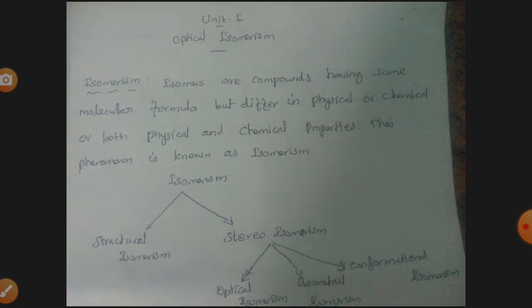Structural isomerism we studied in the earlier classes, that is chain isomerism, position isomerism, linkage isomerism, that are all structural isomerism. So we are not including them in this unit. Stereoisomerism is again classified into three types, that is optical isomerism, geometrical isomerism, conformational isomerism. In this unit we are discussing only optical isomerism. Unit number 2 has geometrical as well as conformational isomerism.